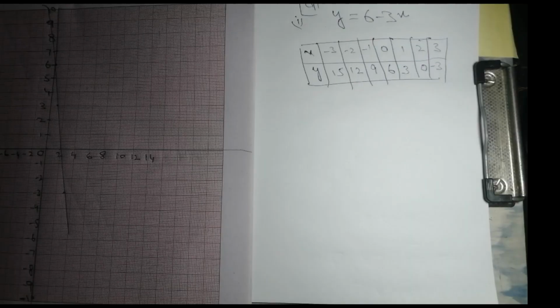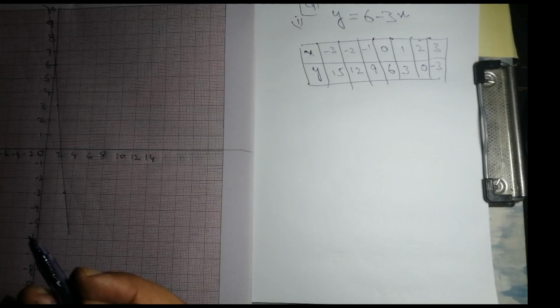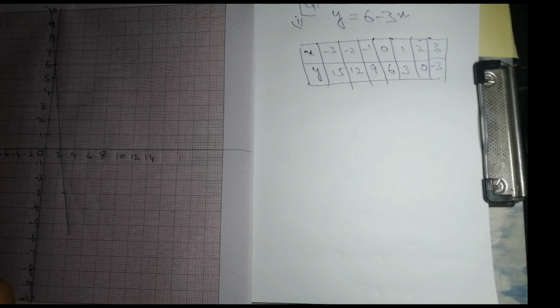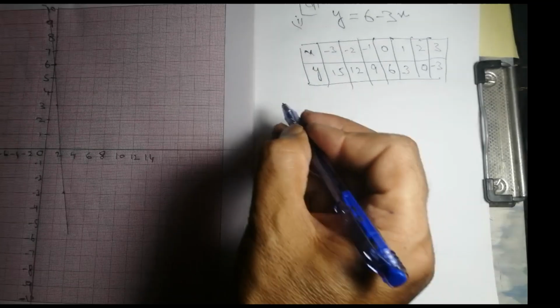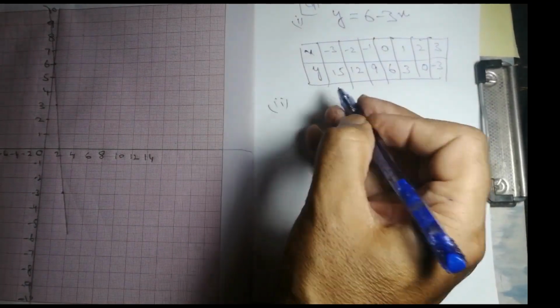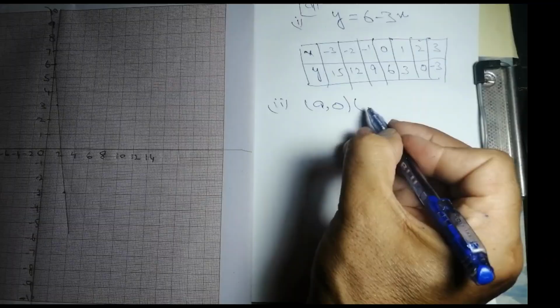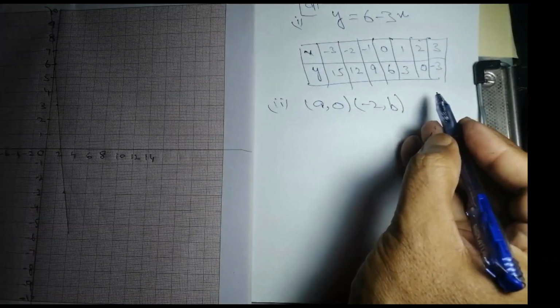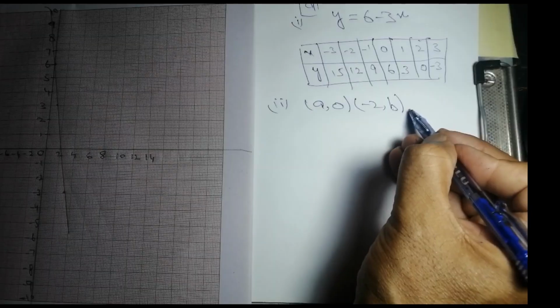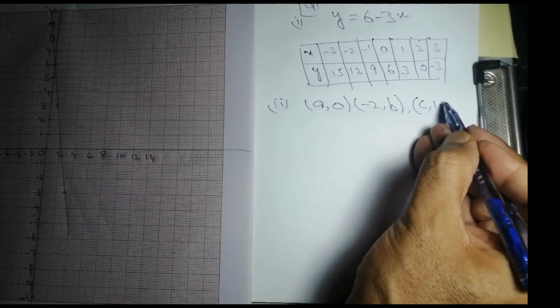And what about the other line? Okay, this was actually only one line, and there was only one set of points. So this line we draw for the second part: the points (a, 0), (-2, b), and (c, 1.5) lie on the graph. Find the values of a, b, c.